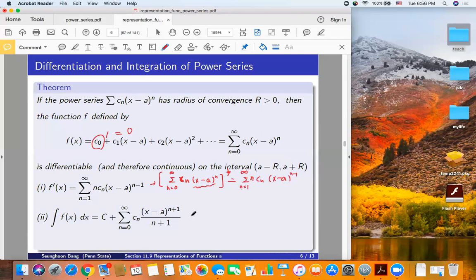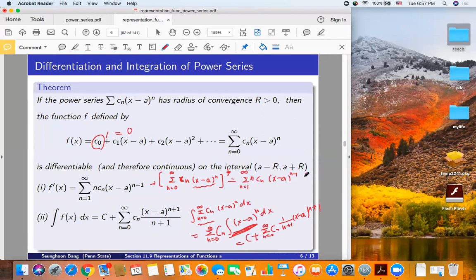So how can you find the integral? This is similar. The integral of summation n equal to 0 to infinity cn (x minus a) to the power n dx. How can you find the integral? First, you have to take out summation and constant cn, then just integrate (x minus a) to the power n dx. What's the answer? You can keep summation n equal to 0 to infinity cn, find the antiderivative by using power rule: 1 over n plus 1 times (x minus a) to the power n plus 1. This is an indefinite integral. You need to write C.